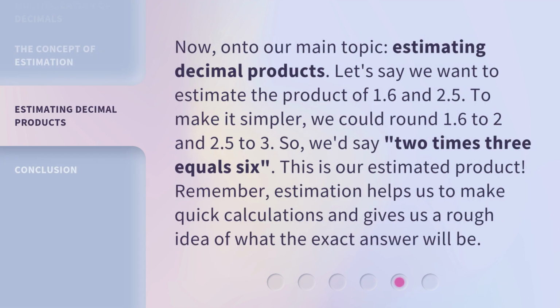Now, on to our main topic, estimating decimal products. Let's say we want to estimate the product of 1.6 and 2.5. To make it simpler, we could round 1.6 to 2 and 2.5 to 3. So, we'd say, 2 times 3 equals 6. This is our estimated product. Remember, estimation helps us to make quick calculations and gives us a rough idea of what the exact answer will be.